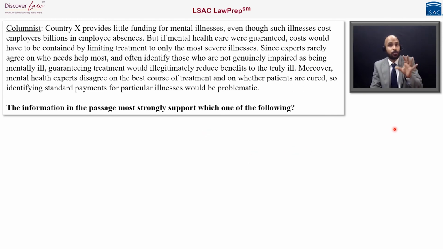When you can't find words such as thus and therefore, you're looking for where the opinion in the argument is, because then the opinion becomes the conclusion in most cases. Let's go through this and bear in mind that the point where you see the opinion is where you get the conclusion. Okay, it says, country X provides little funding for mental illnesses, even though such illnesses cost employers billions in employee absences. Okay, it says, but if mental health were guaranteed, costs would have to be contained by limiting treatment only to the most severe illnesses.